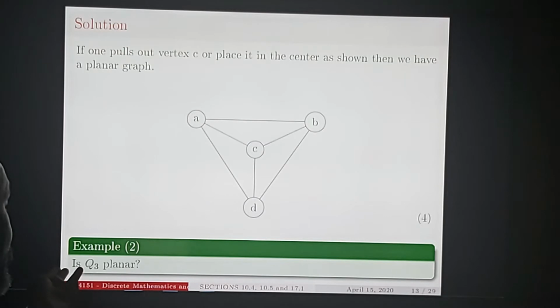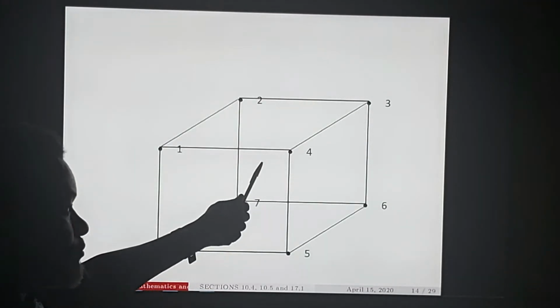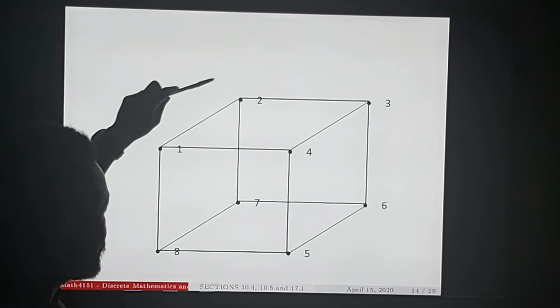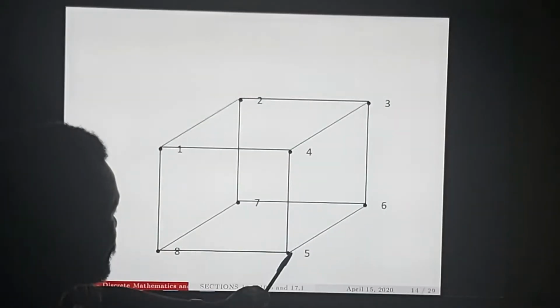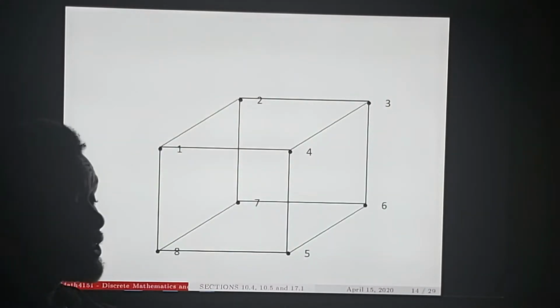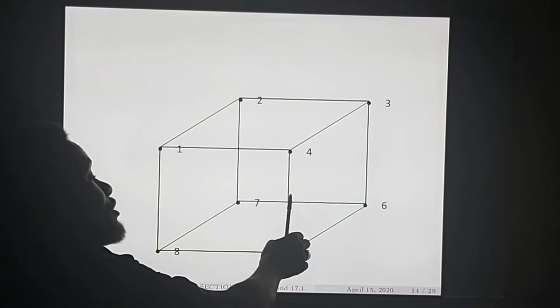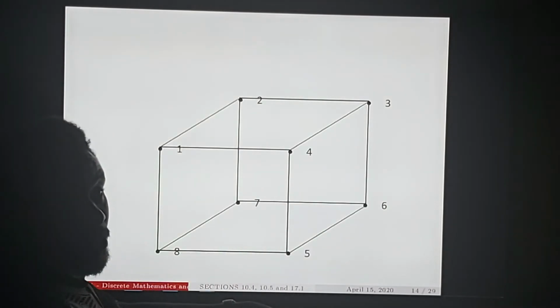Next is example 2: is Q3 planar? Now, what is Q3? Q3 is actually the cube. I tried to draw it nicely like this here and there, but anyway, this is what I have. I think you understand. Q3 is a cube. This cube has the vertices 1, 2, 3, 4, 5, 6, 7, 8, and then the connections are there, as you can see. So the question is, is this graph planar? As it is, you can see there's a crossing here, which is not a vertex, and there's another crossing here, which is not a vertex. So, what do we do?